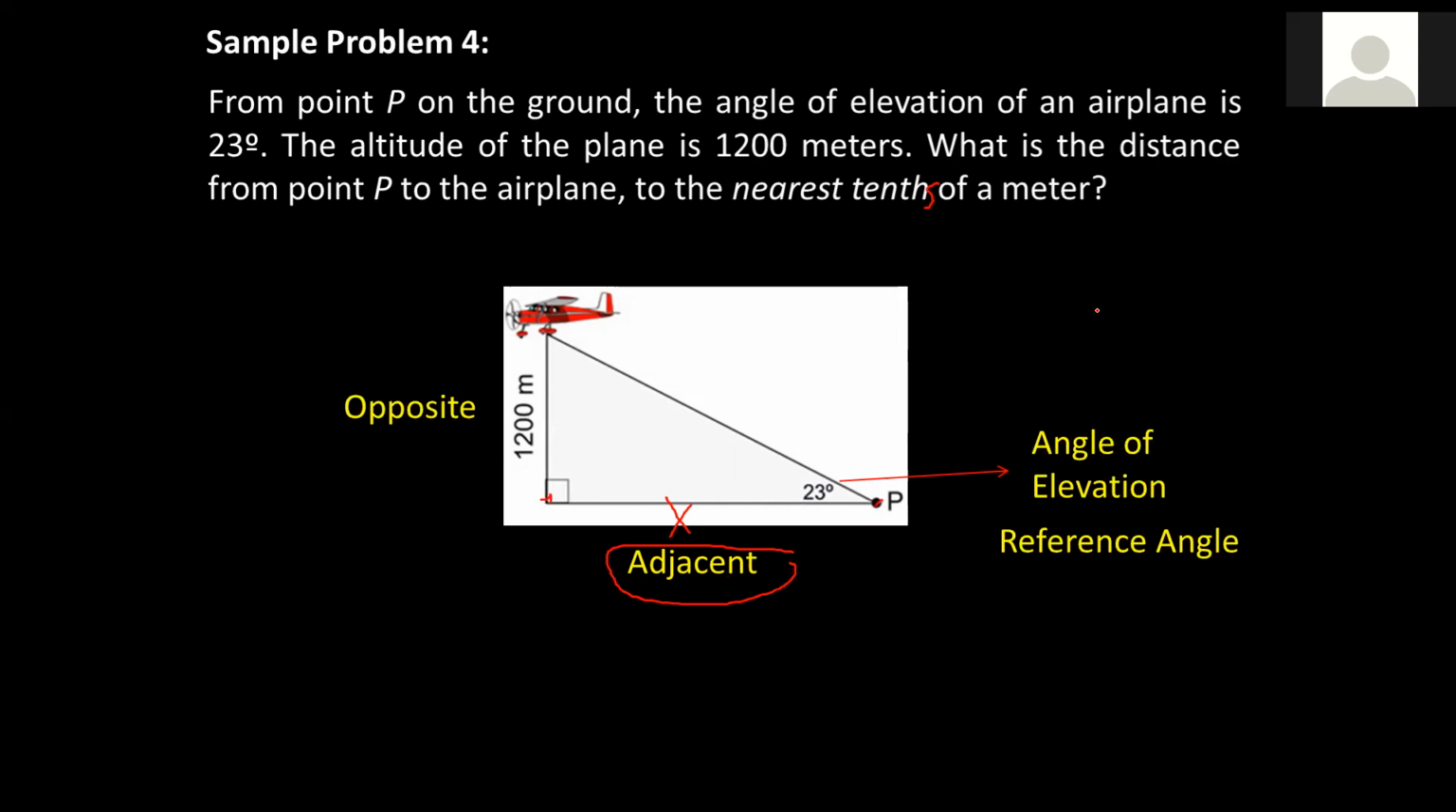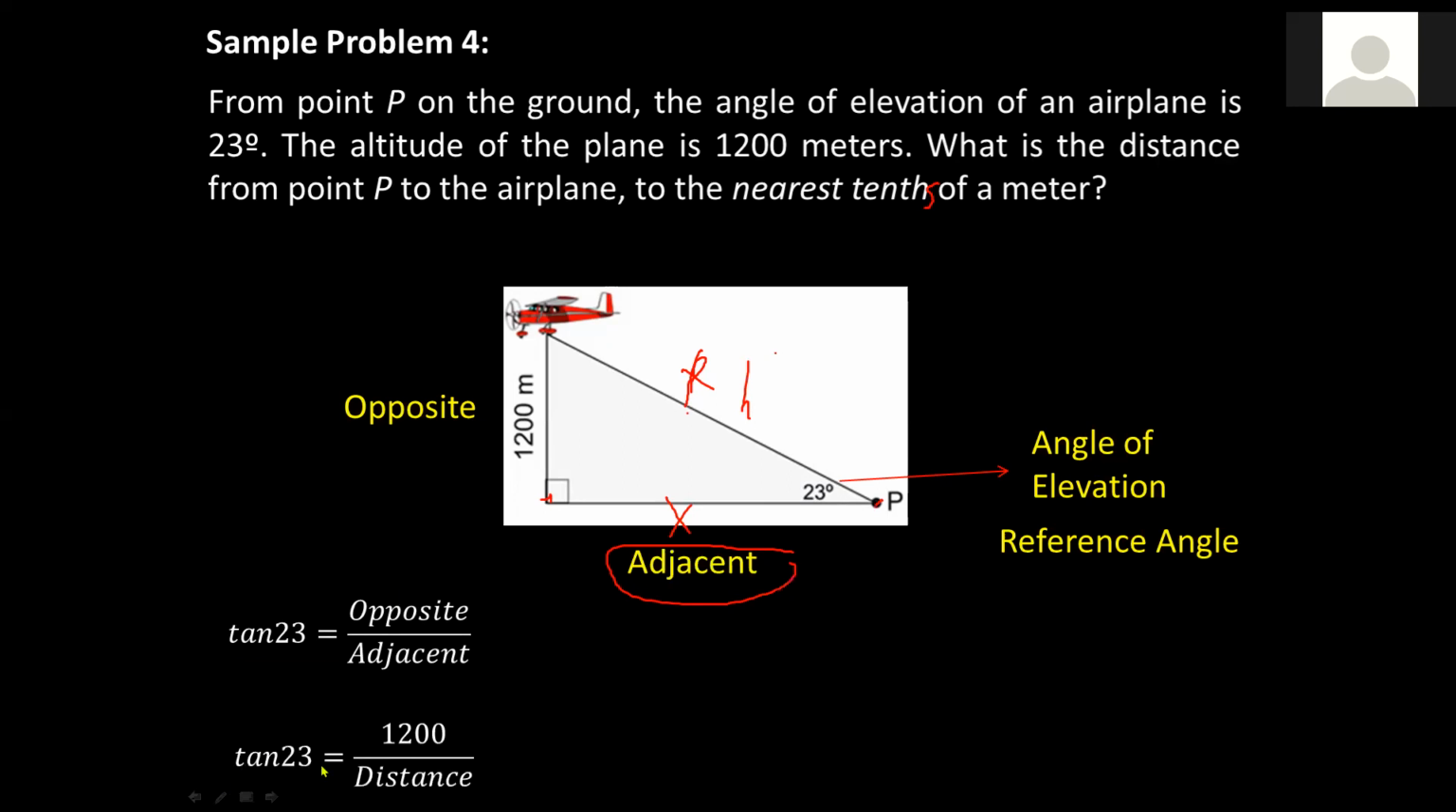Okay, anong involved na function sa palagay mo, anak, ang gagamitin natin dito? Tangent po, sir. Kasi involved ang opposite and adjacent. And wala namang kinalaman yung hypotenuse. Since hindi naman given yung hypotenuse, ano? Okay, so let's proceed. Tangent of 23 is equal to opposite over adjacent. Okay, adjacent ang hinahanap natin. So, substitution. Tangent 23 is equals to 1,200 over distance.